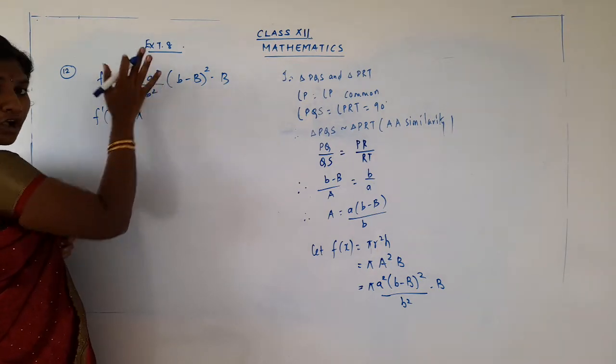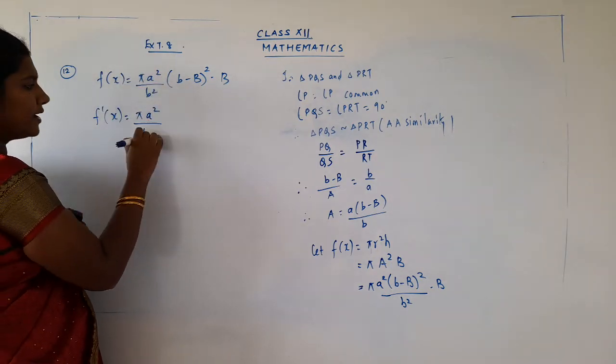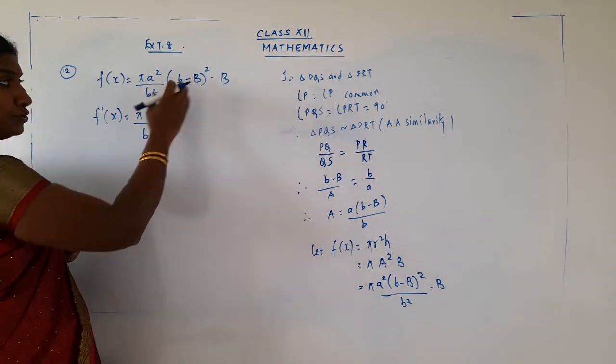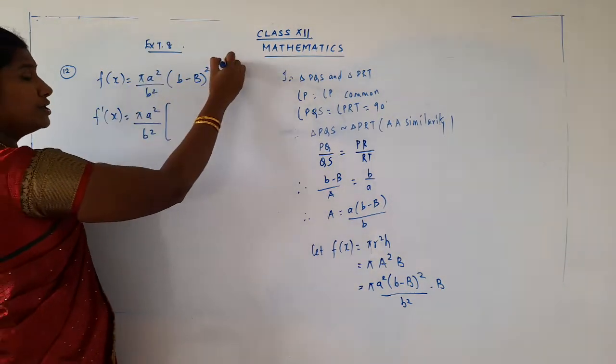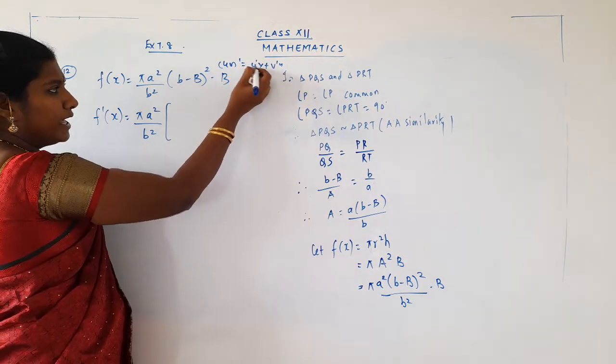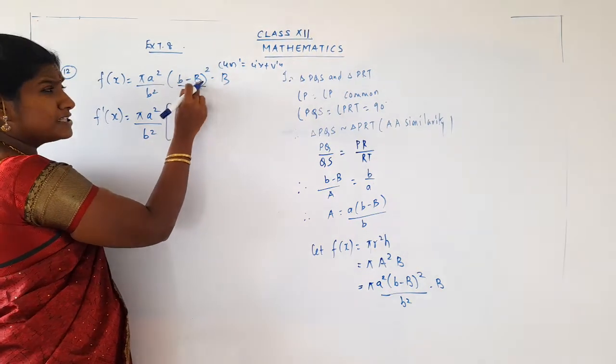Keep the constant term as it is, pi a square upon b square. And now we are going to use the uv rule over here. So u dash v plus v dash u. What is uv the whole dash? It is u dash v plus v dash u. So u dash. So b minus b the whole square.